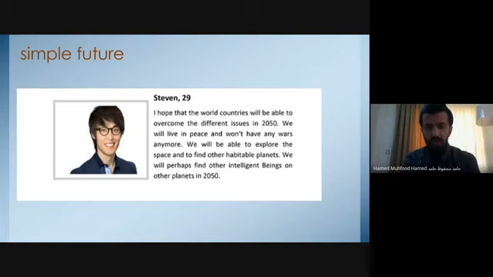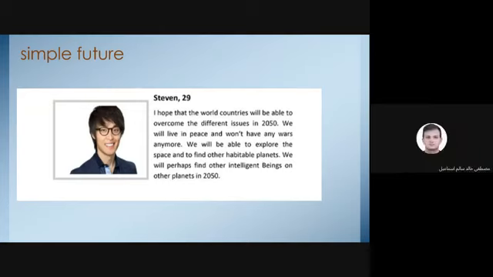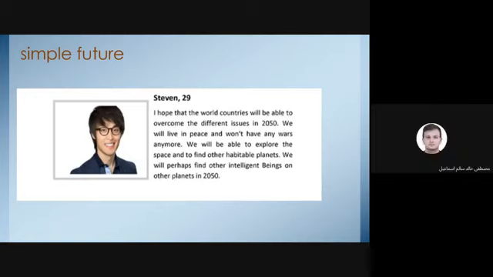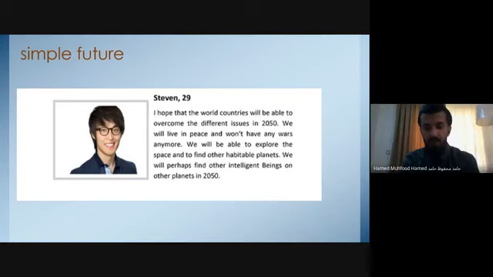Yes. What is meant by habitable, Mustafa? When we say habitable, it means suitable for living. So habitable planets are planets that we can live on. Okay, who else can read?